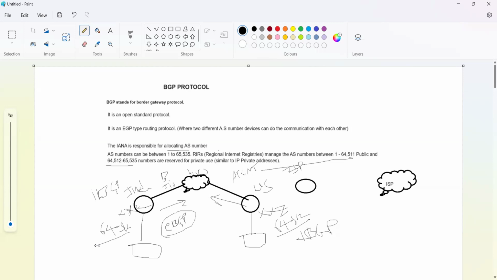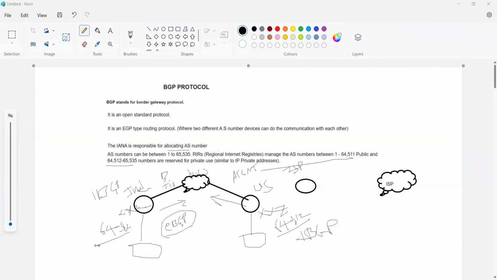It works based on the AS number. If we are not using BGP at our LAN location, at our branch location, we cannot reach our different branch. BGP is the only protocol to communicate between two different geographical locations, two different branches, two different companies also.